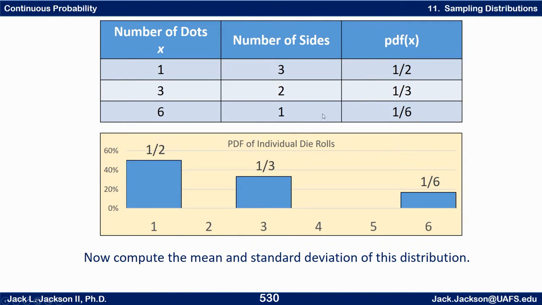Okay, so this would be 3/6 or 1/2 for the probability that you'll throw a 1, 2/6 or 1/3 that you'll throw a 3, and 1/6 for a probability of 6. Of course, those sum up to 1, and the bar graph looks like this, spaced out correctly on a number line there. So that's the PDF. Now compute the mean and standard deviation of this particular distribution. See if you can work that out.